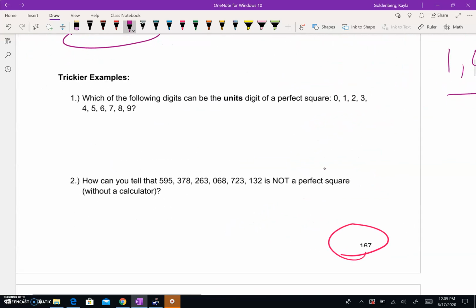So here are some trickier examples. Go ahead and pause the video and try and do these two on your own, unpause when you're ready to chat.